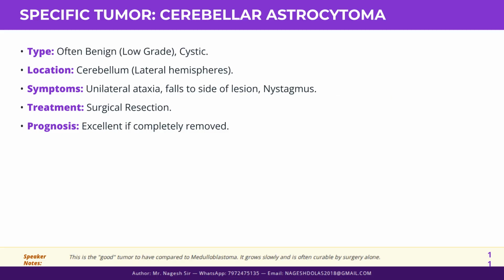Cerebellar astrocytoma is often a benign, low-grade cystic tumor in the cerebellum's lateral hemispheres. Symptoms include unilateral ataxia, falls to the side of the lesion, and nystagmus. Treatment is surgical resection, with an excellent prognosis if completely removed.